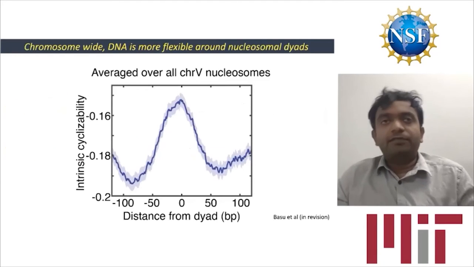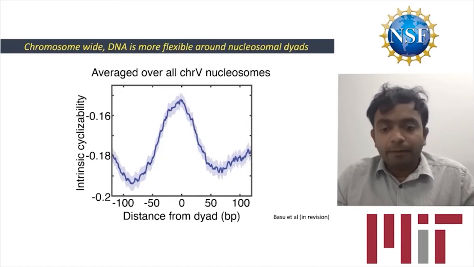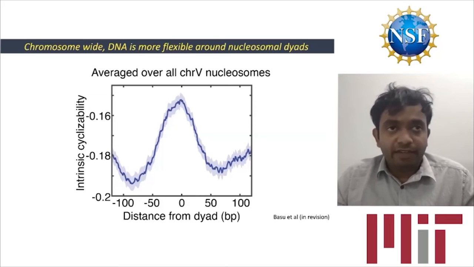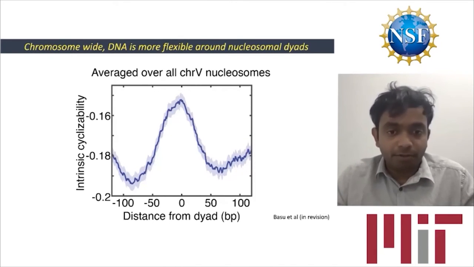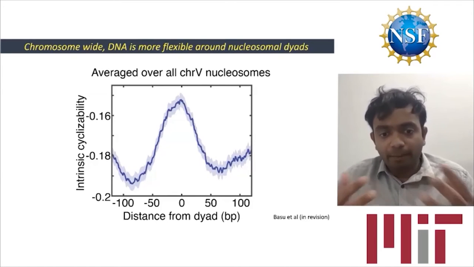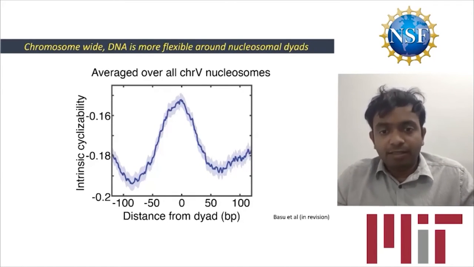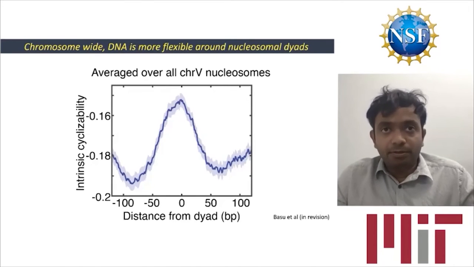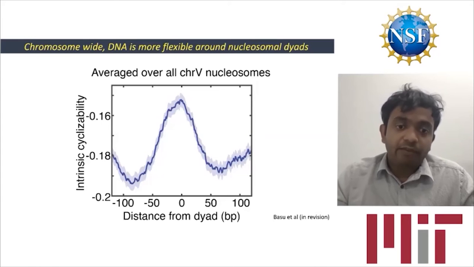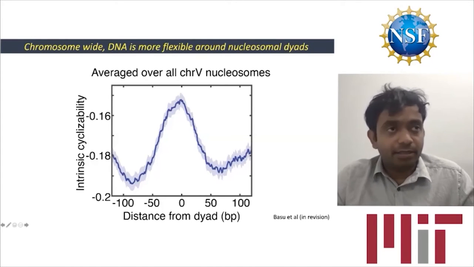Now let us shift gears for a moment and talk not just about those nucleosomes that are near the transcription start sites, but nucleosomes in general. Now, the mechanical properties of DNA have never been measured in high throughput directly across nucleosomes. To achieve that, we mapped how intrinsic cyclizability varies as a function of position along the entire length of yeast chromosome 5. There are about 3,000 nucleosomes known to lie along yeast chromosome 5, and plotted here is the average intrinsic cyclizability profile across these nucleosomes.